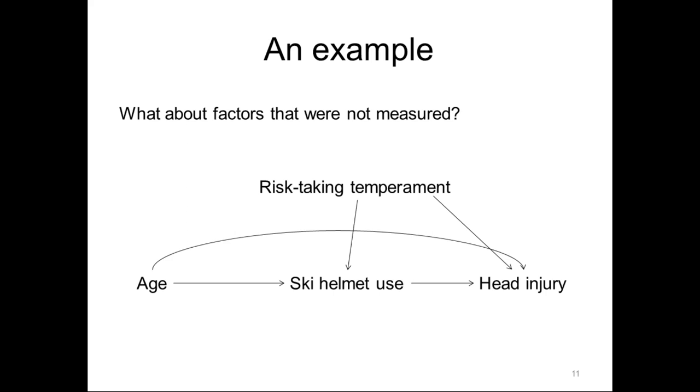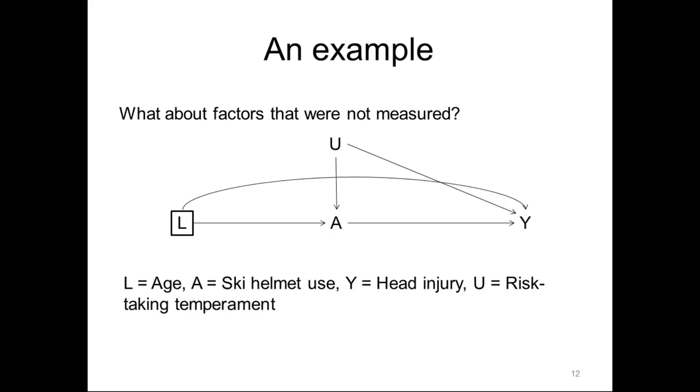So what about things that we don't measure? The investigators can do a pretty good job of measuring age, but you've also got this risk-taking temperament. People who are willing to take a lot of risks are probably more likely to get head injuries, and they're probably less likely to wear ski helmets. So how do you measure risk-taking temperament? There are probably some psychometric scales that you can use. But the problem is they're recruiting people after they've gotten their head injury. Some of them have serious head injuries, so they're not conscious. Others, having just had an injury, might answer that question differently. So this is something they're worried about and talk about in the paper, but it's not something they can measure. But it's still there, so it doesn't change that potential confounding problem.